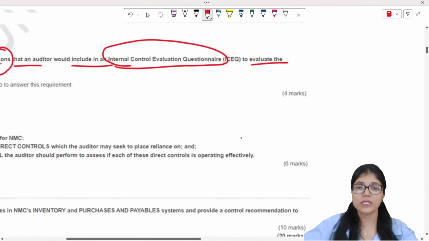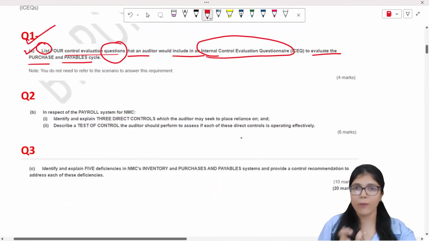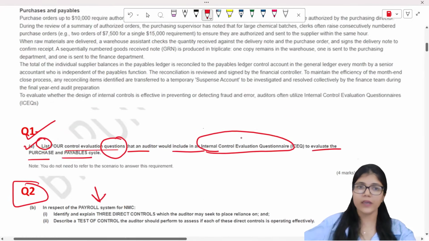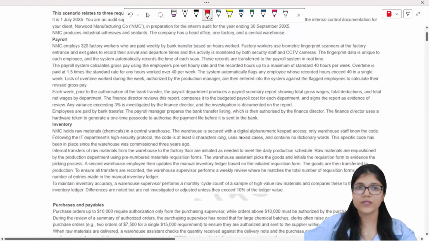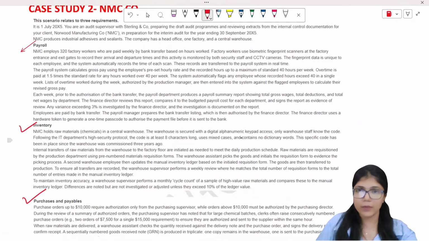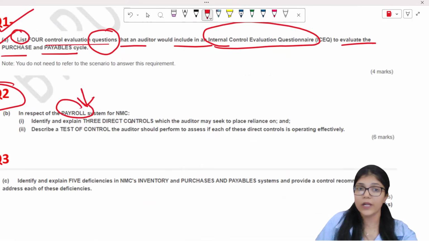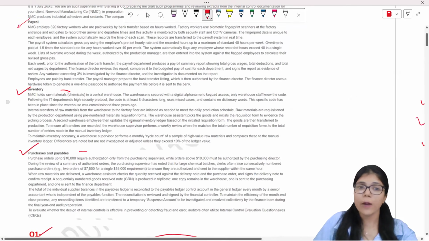So this was a very easy and simple question, if you use your brains, which is going to get you 4 marks. Now, question number 2, in respect of payroll system. Okay, so if we go above, we see that there are three bifurcations that have been given to us. One is a payroll paragraph, another is an inventory paragraph, and then purchases and payables paragraph, correct? So the first question only focuses on payroll. It does not focus on any other things. It does not focus on inventory or purchases and payables.